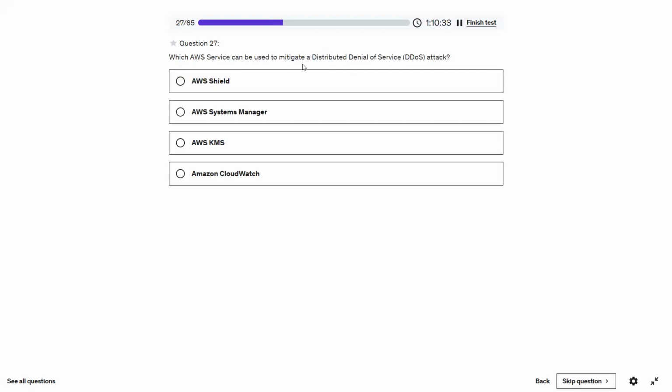Which AWS service can be used to mitigate DDoS attacks? There is one service, AWS Shield, which can be used to protect us from DDoS attacks.